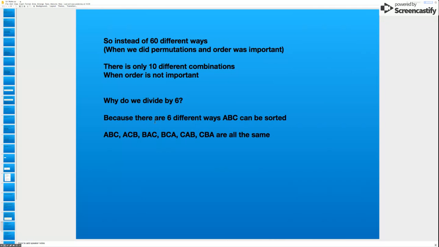Why we've done that is because there are 6 different ways A, B, C can be sorted. Adam, Bruce, Cameron in permutations was written Adam, Bruce, Cameron, or Adam, Cameron, Bruce, or Bruce, Adam, Cameron, or Bruce, Cameron, Adam, or Cameron, Adam, Bruce, Cameron, Bruce, Adam. But now they're all the same, and there are 6 different ways, so we divide by 6. How do we get 6? Well, 6 is 3 factorial. 3 times 2 times 1.